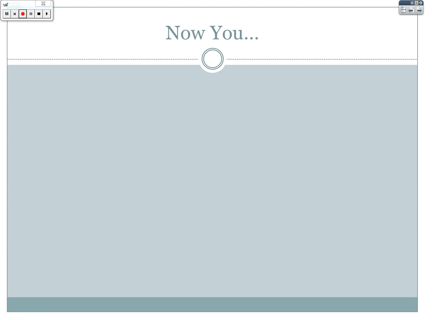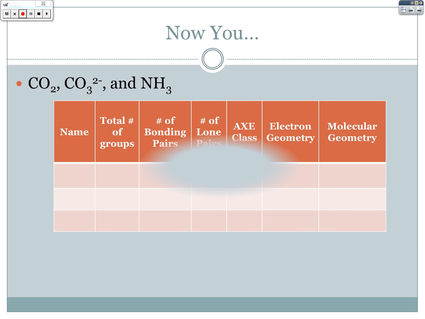Alright, I'd like you guys to take a minute and practice some. I would like you to figure out what the shapes of carbon dioxide, the carbonate 2- ion, and ammonia would look like. I would like you to complete this table. So I'd like you to pause and fill in this table for all 3 of those examples. Okay, so pause for a minute. I'm going to take a deep breath, and you're going to pause it, and then you're going to press play afterwards, and I'm going to start talking. Okay, we'll check our work together. So pause the video and start working it out.